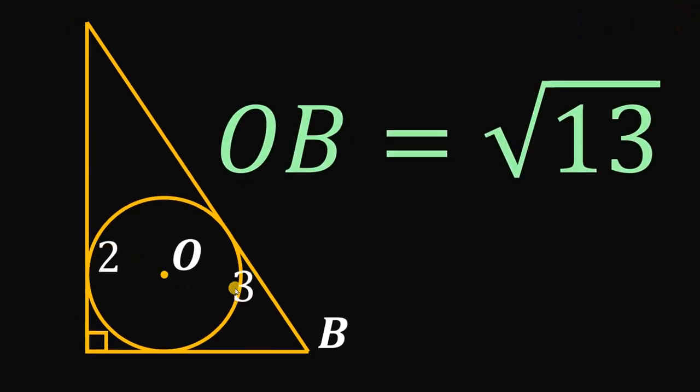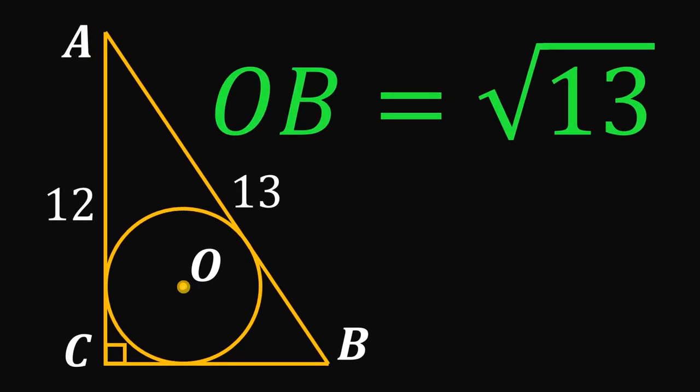Therefore, given this figure, we can say that the distance of this center O to vertex B is equal to square root of 13 units. And as always, we are done.